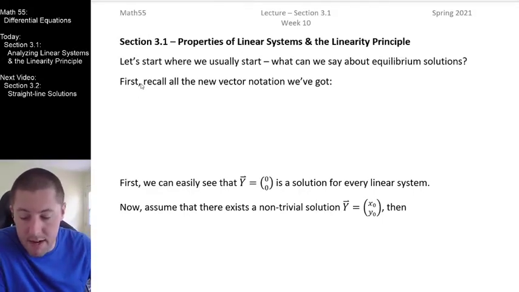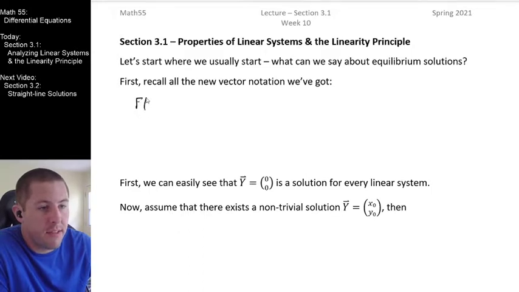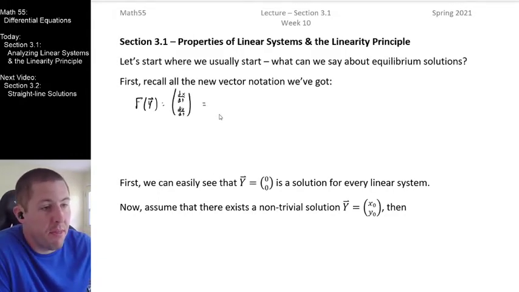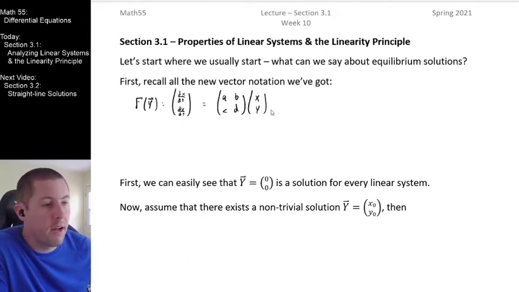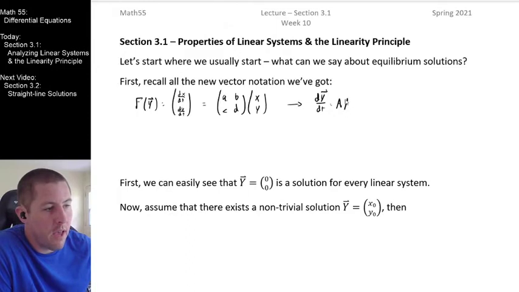So using all this vector notation that we've got, remember, we've said things like capital F of capital Y vector is going to be our dx/dt, dy/dt vector, which is the same thing as our A, B, C, D coefficient matrix times our variable vector x, y right here. And we took all of this and then just wrote this in its slightly more condensed form of dY/dt equals AY, right?